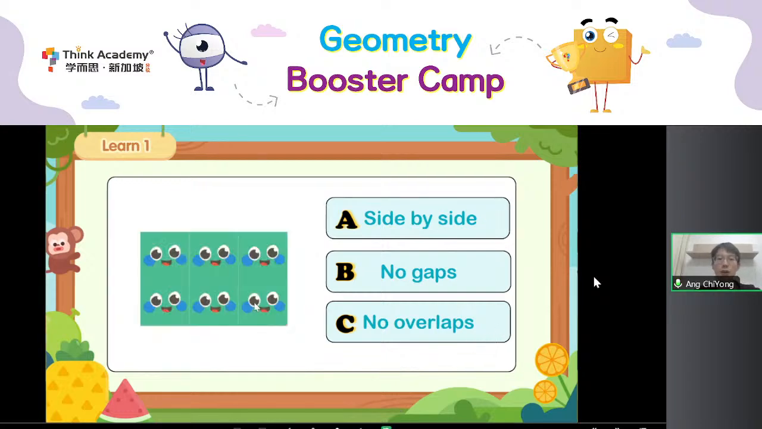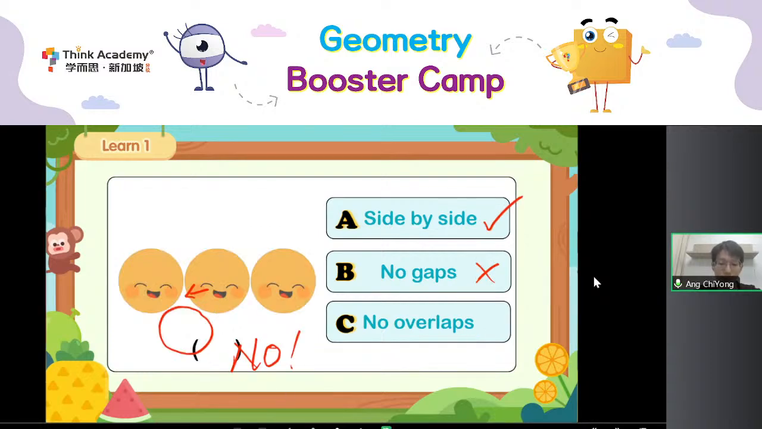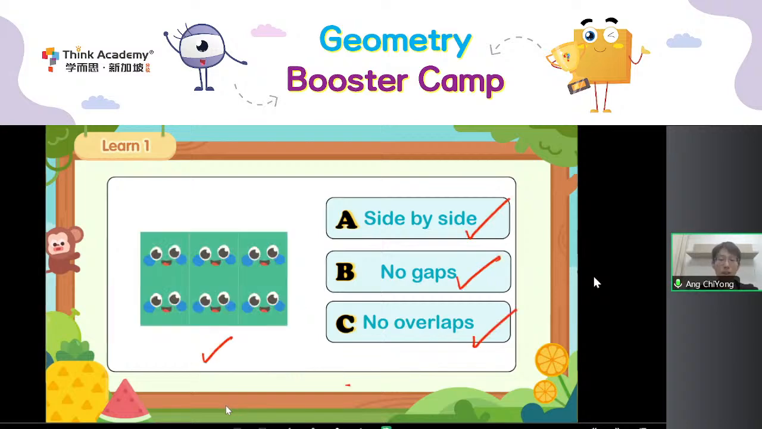Now let's take a look at the other one. This is Mr. Square from last week also. This is side by side, no gaps, okay? No overlaps, okay? This is tiling. On your worksheet, I want you guys to put a tick right below the shapes that are tiling. Put a tick over here. In the previous question, you should put a cross. This one. I forgot to put a cross. This is not tiling. Circle, this one is a no. This one is a yes.